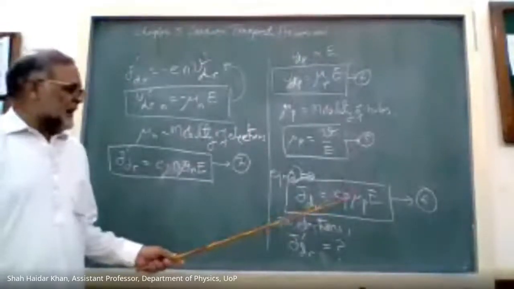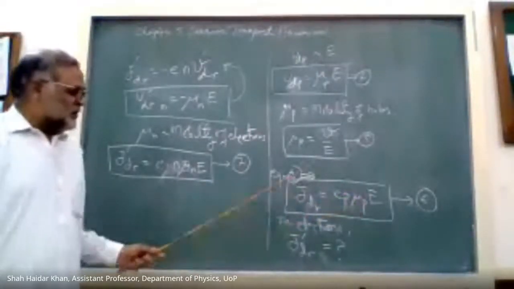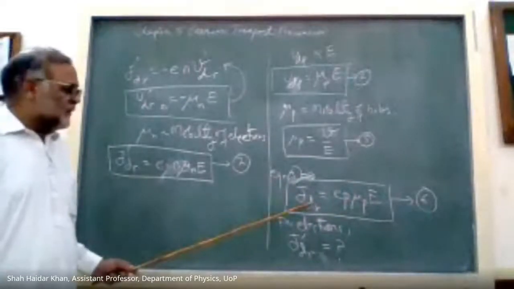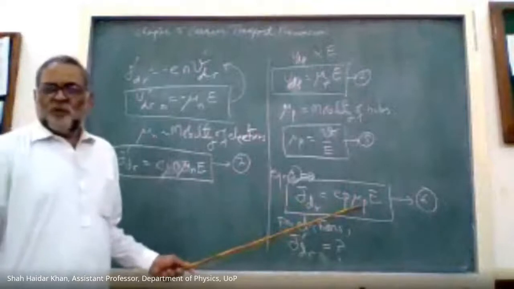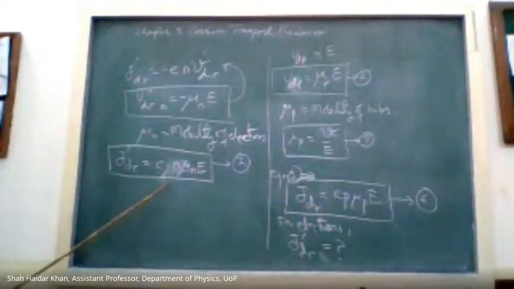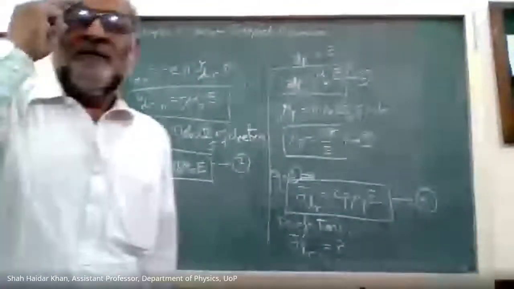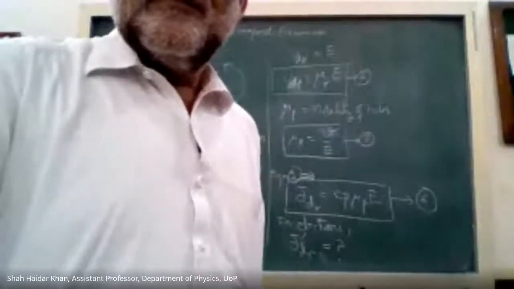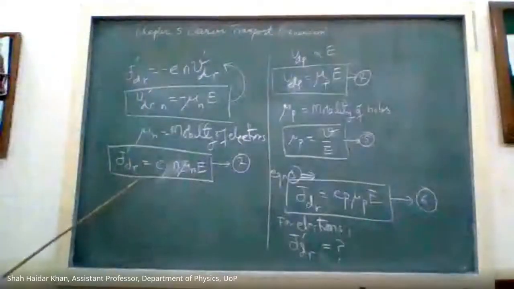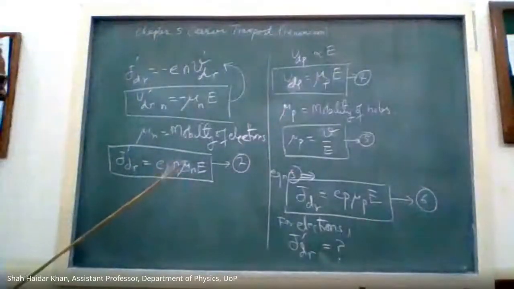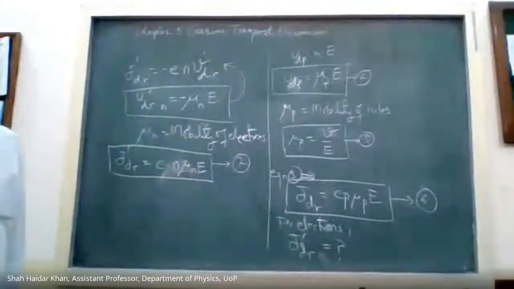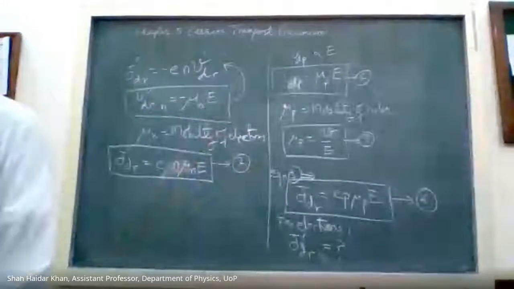There is a property on which the drift current density depends, called the hole mobility. Here, it is exactly the same as this one. The only difference is that here we have the electron concentration and then the electron mobility.